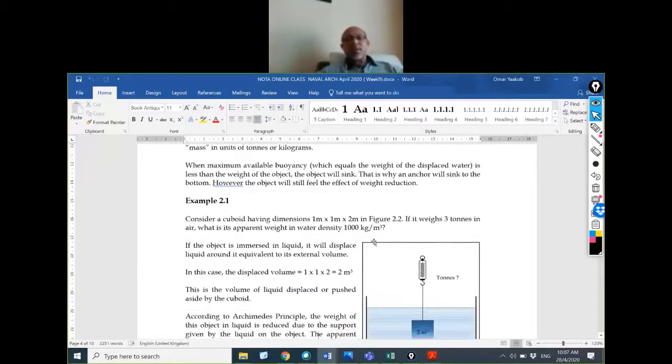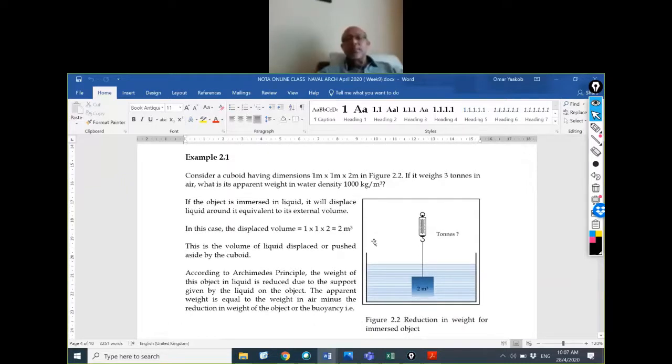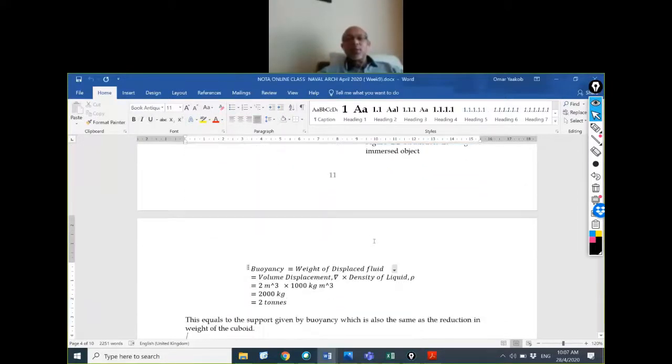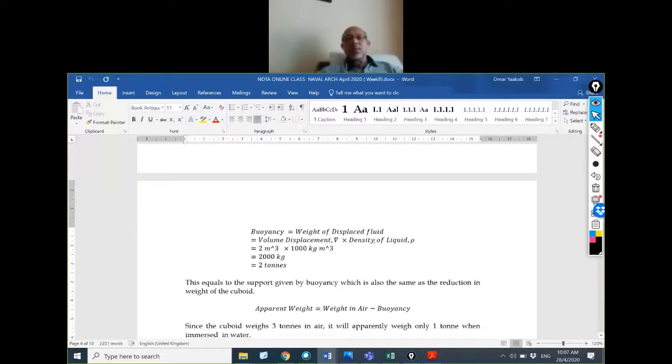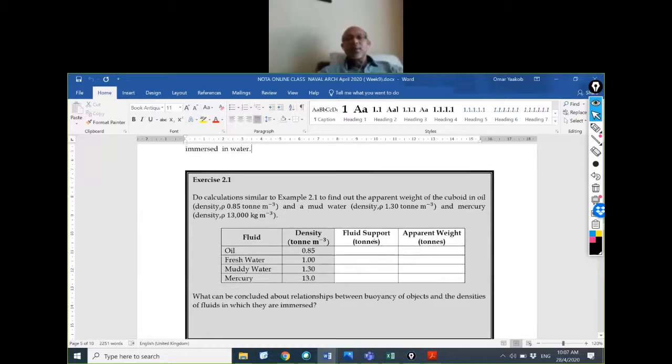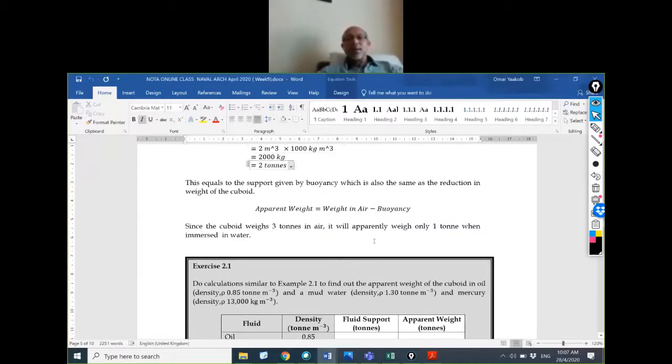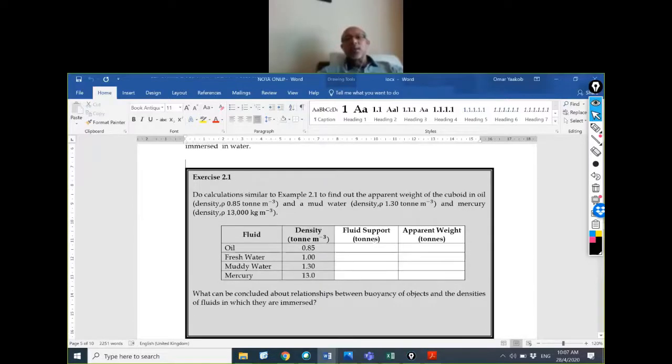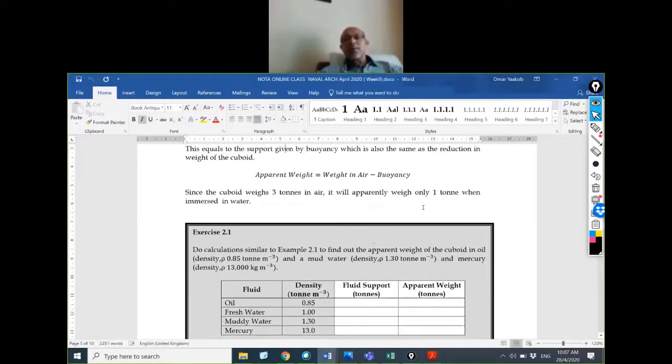Okay, so our first example is basically an immersed object. When something is immersed in the fluid, the buoyancy supports the object. Okay, and there is a reduction of weight. So the apparent weight is the weight of the object minus buoyancy.